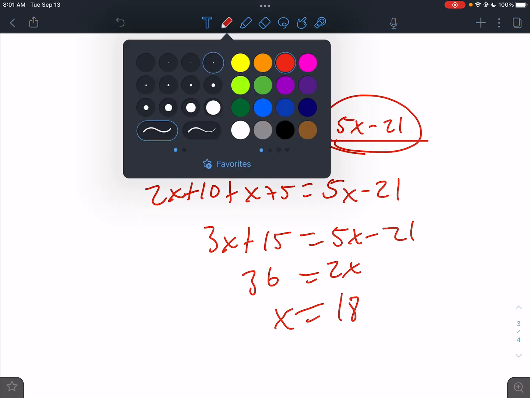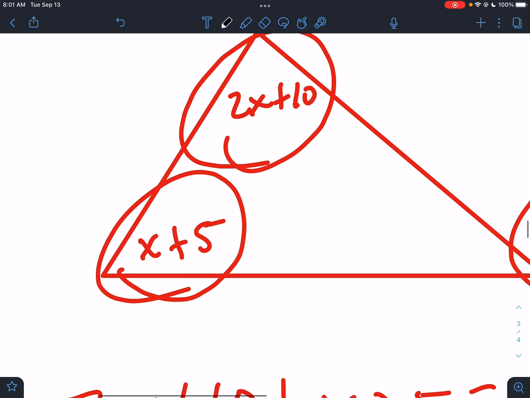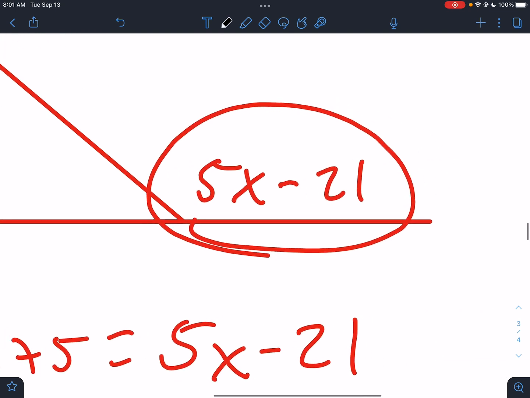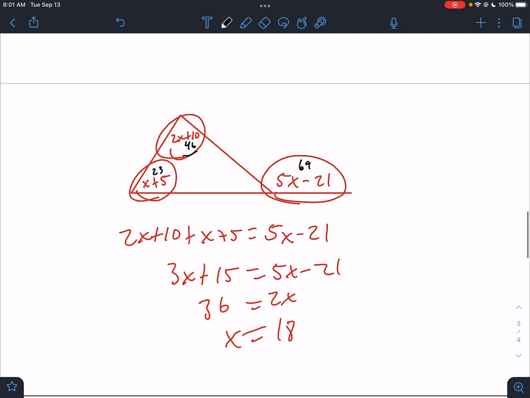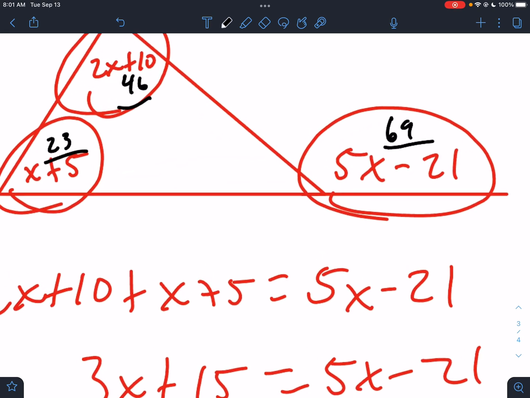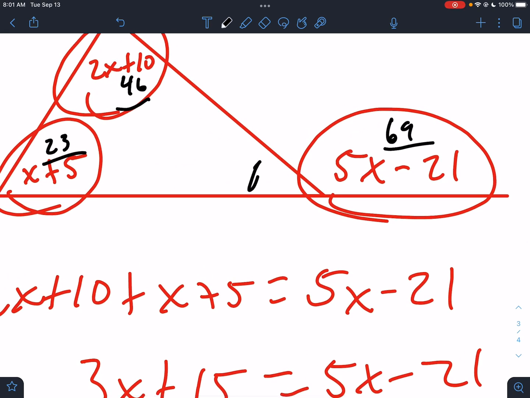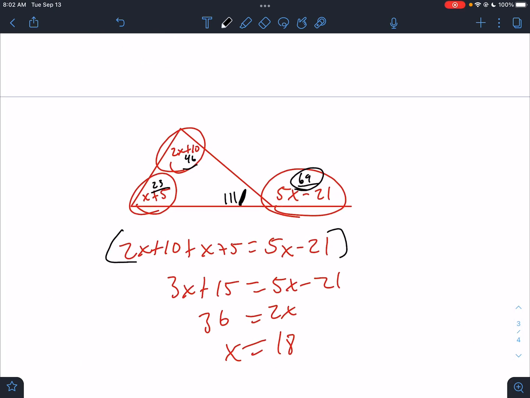If I check that out, let's test it, see if it works, plug it in. If x was 18, 18 plus 5 is 23. That'd be 36, that would be 46. 18 times 5 would be 90, minus 21 would be 69. And so 46 plus 23, does that equal 69? Checks out. If I had gone the other way, if I had found this angle first, 46 plus 23 is 69. 180 minus 69 is 111. And then you do 180 minus 111 to get back to this. So it checks out no matter how you do it. But if you didn't know this rule, this would be a really hard problem.